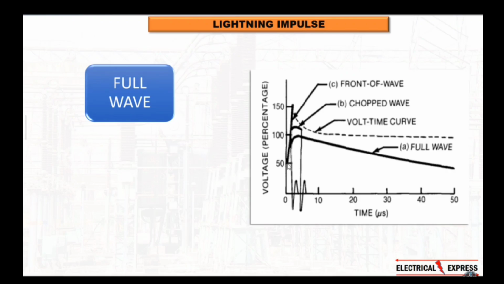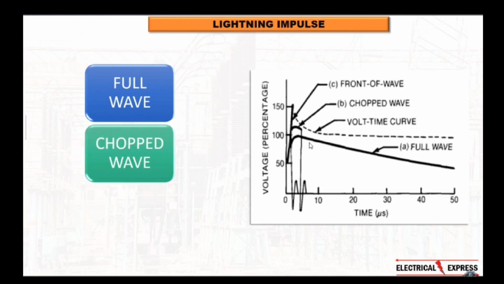You can see this in the graph here as well. The voltage has increased due to the lightning, and it has traveled through the conductor and then come to your transformer. So this is what we call full wave lightning impulse. Next we understand what is chopped wave.